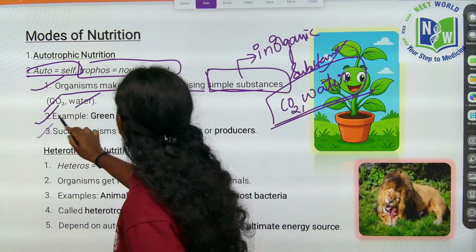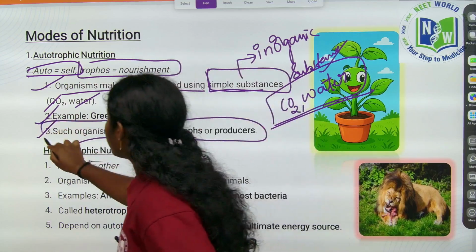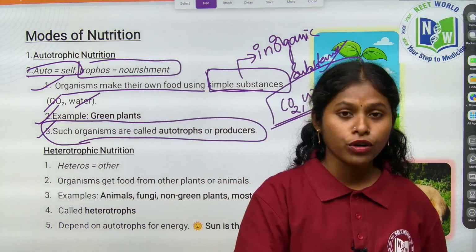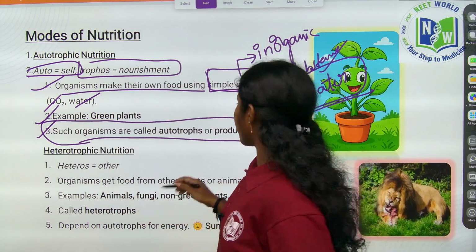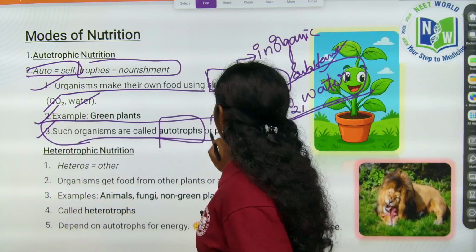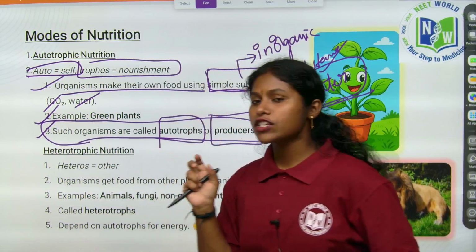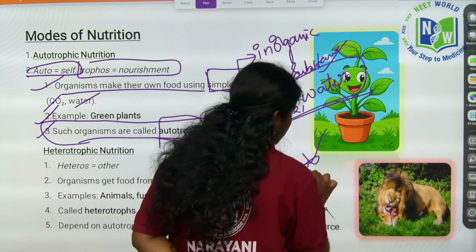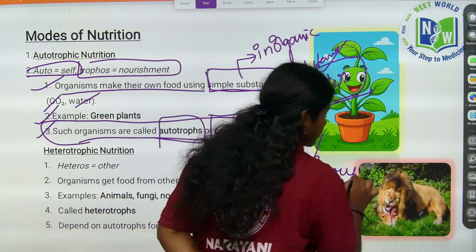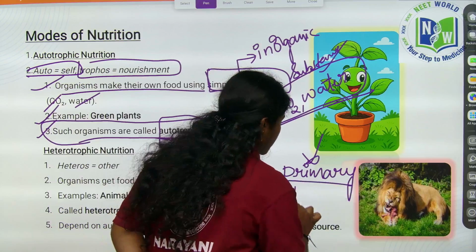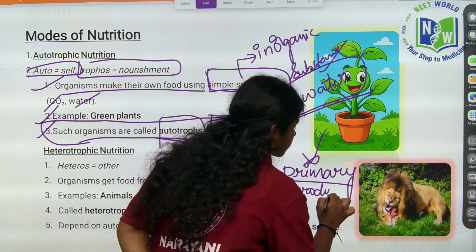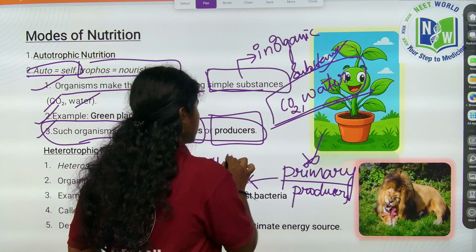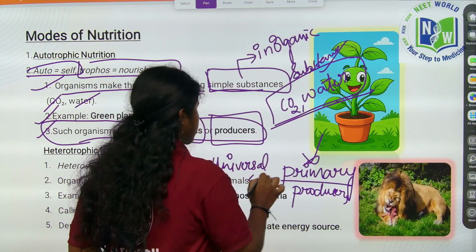Such organisms are called autotrophs, which means those organisms which can prepare their own food, we call them autotrophs. They are also called producers. Plants are also called primary producers. What is meant by primary producers, children? It means first producers. And these are also called universal food providers.